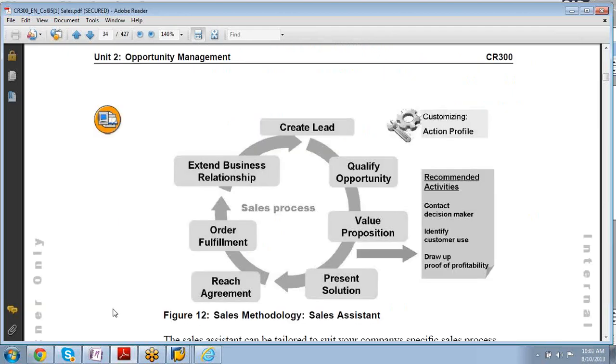So coming to the sales methodology, remember this point. Sales methodology works with respect to customizing action profiles. Write this. Sales methodology works with respect to customizing in action profiles. What is the path for action profiles?